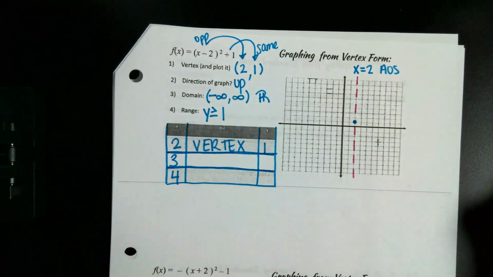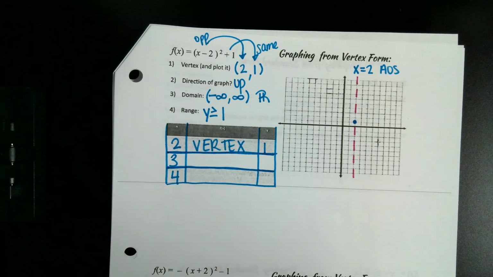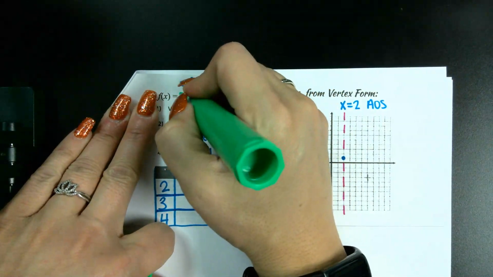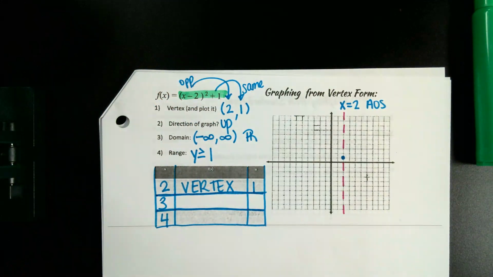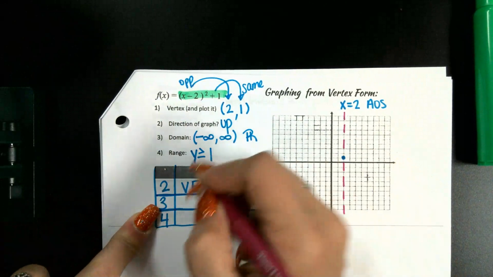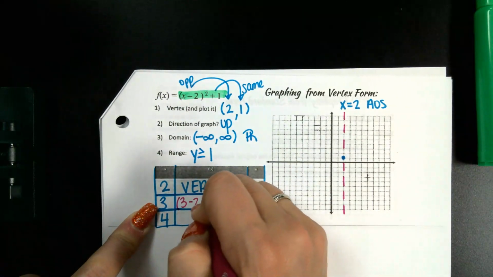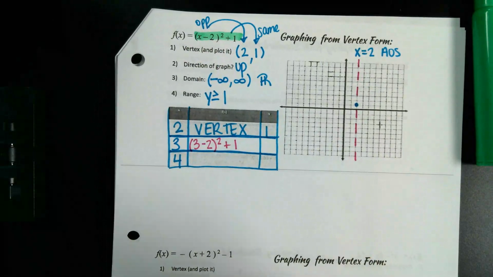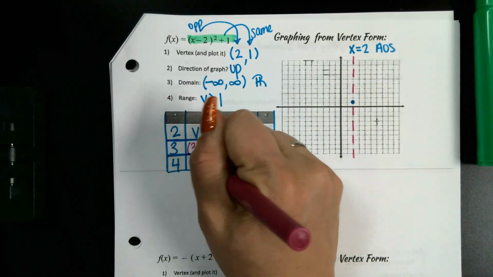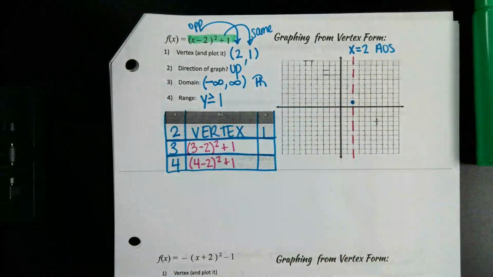Now, in the middle, I'm going to show you what to type into your calculator. And what you're typing into the calculator is just the original problem. So this, the x minus 2 squared plus 1, but you're replacing that x with a 3. So it'd be 3 minus 2 squared plus 1. And then this one would be 4 minus 2 squared plus 1. I need a calculator. I don't think I have one up here.